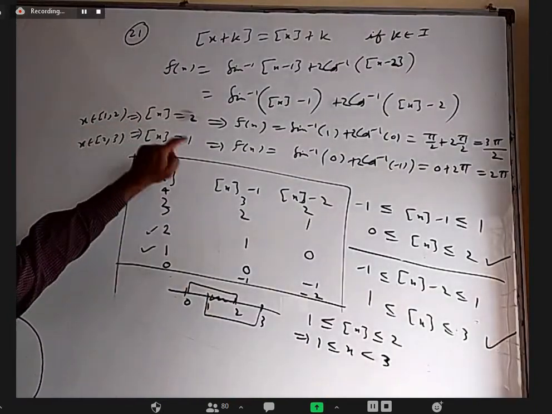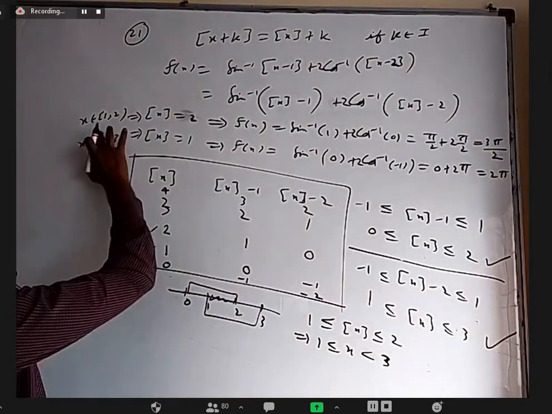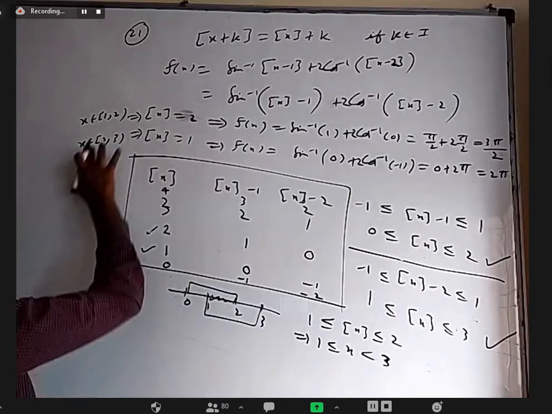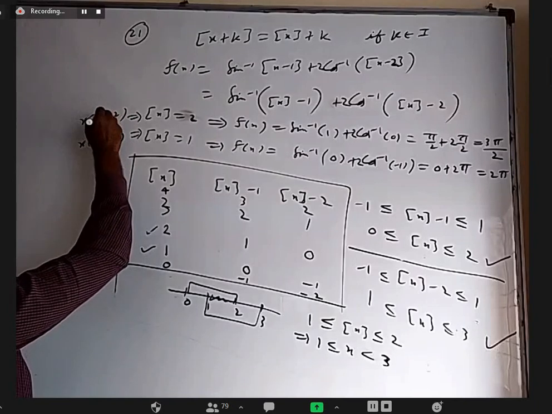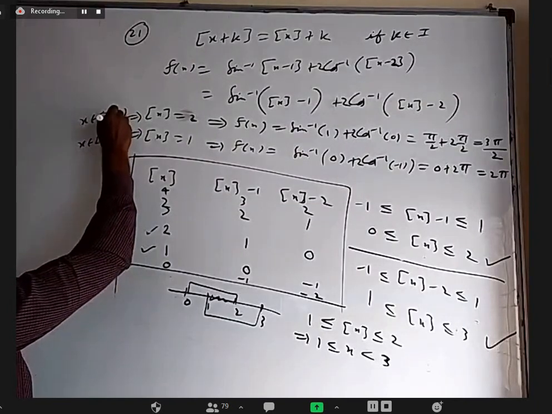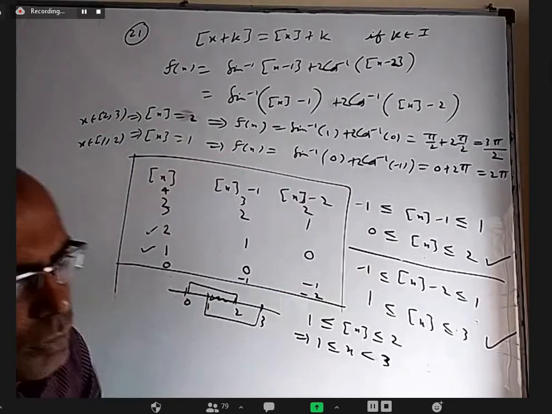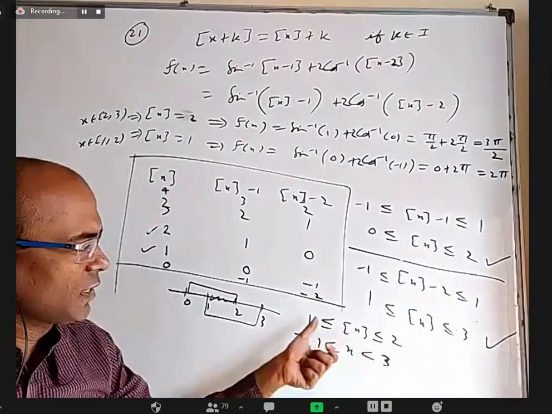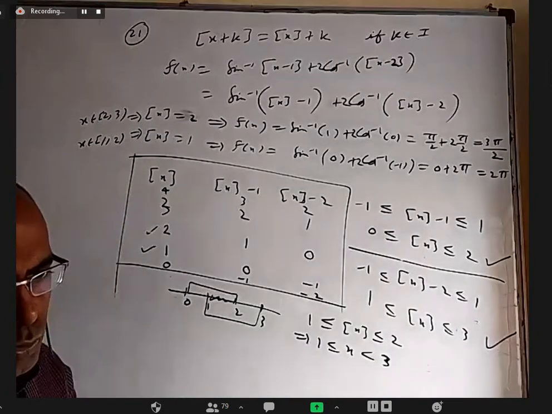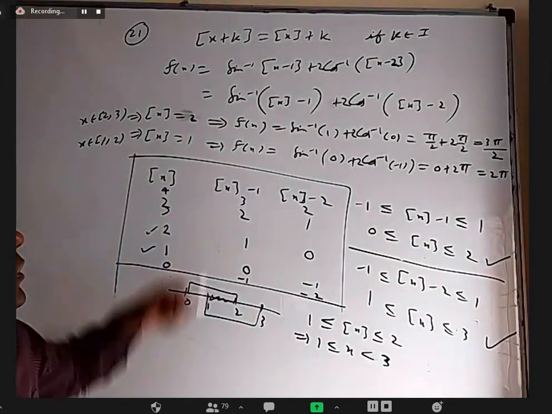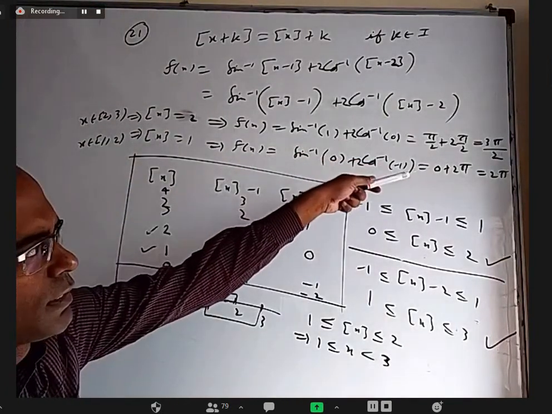This is closed 1 to open 2. This is closed 2 to open 3. So the domain for integer part of x is only 1 and 2. For x, the domain is 1 to 3, closed 1 to open 3. In that, there are only two cases. In one case the answer is 3 pi by 2, in the other case 2 pi.